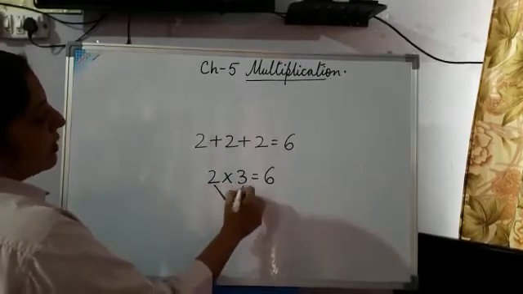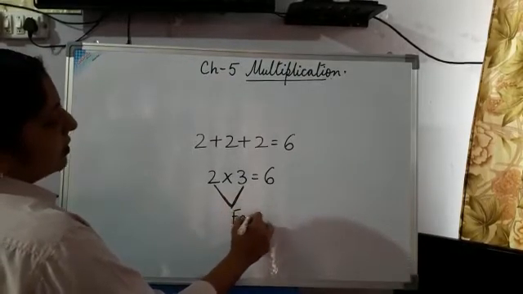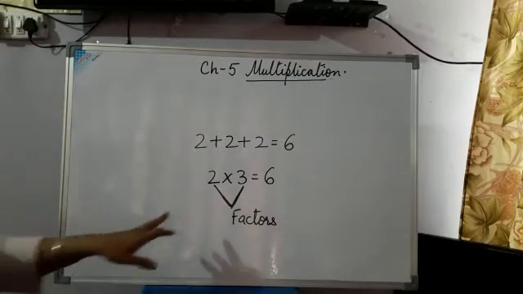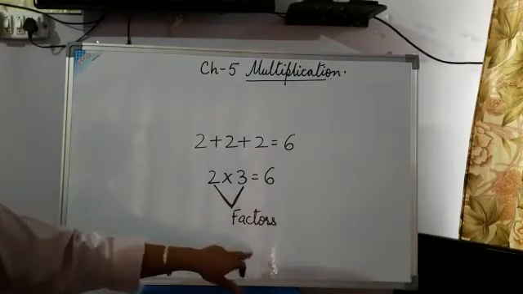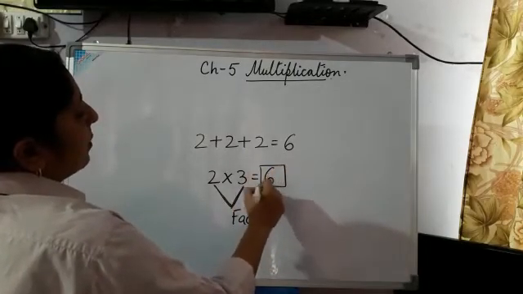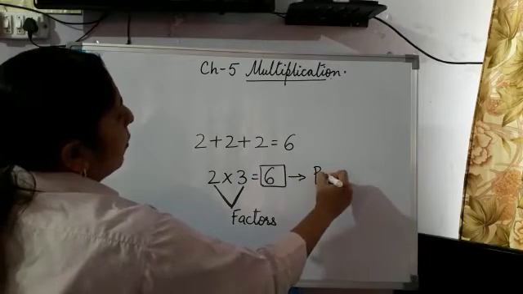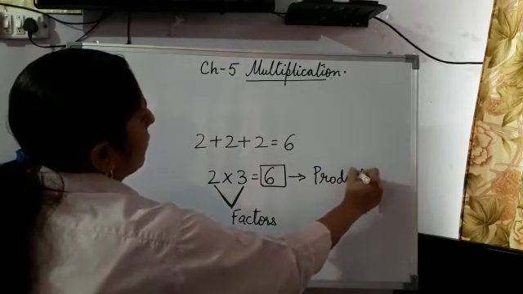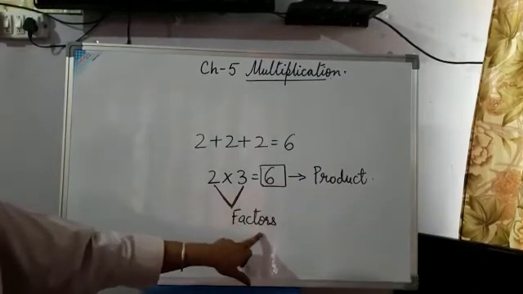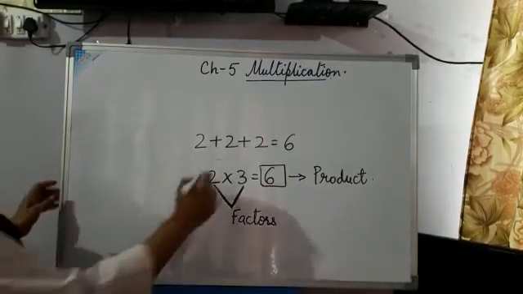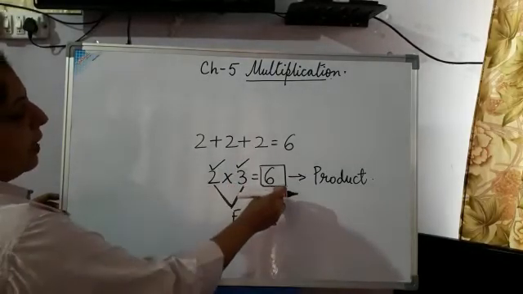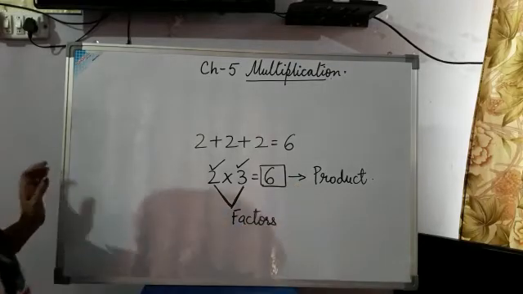Here 2 and 3, which are both multiplied, these two numbers are called factors. The numbers which multiply with each other are called factors, and the answer which you get after multiplying is called the product. So, the numbers which are multiplied are called factors. This is one factor and this is the other factor. When two factors are multiplied, you get the product or the answer.